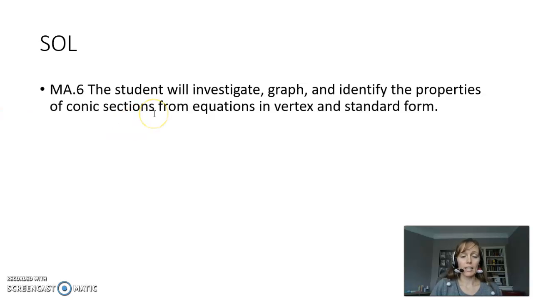The SOL for today is MA6, which says that you, the student, will investigate, graph, and identify the properties of conic sections from equations in vertex and standard form.